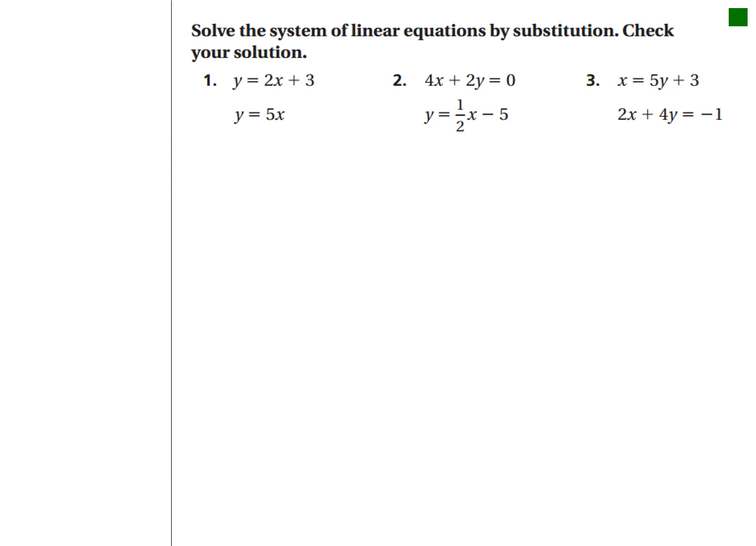Alright, gang, let's go ahead and try those steps with 3 new examples. Our first example, we need to have it so that it says y or x equals everything else on the other side. Everything needs to be on one side. Okay, do we have y equals? Yep. Do we have y equals? Yep. Both of these are okay for what we're going to do.